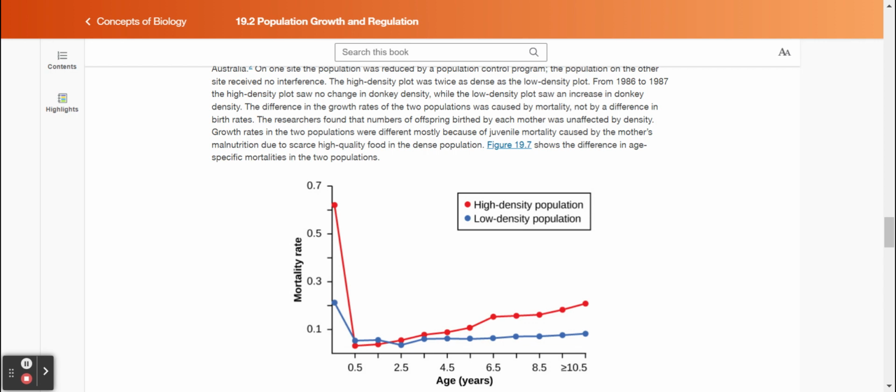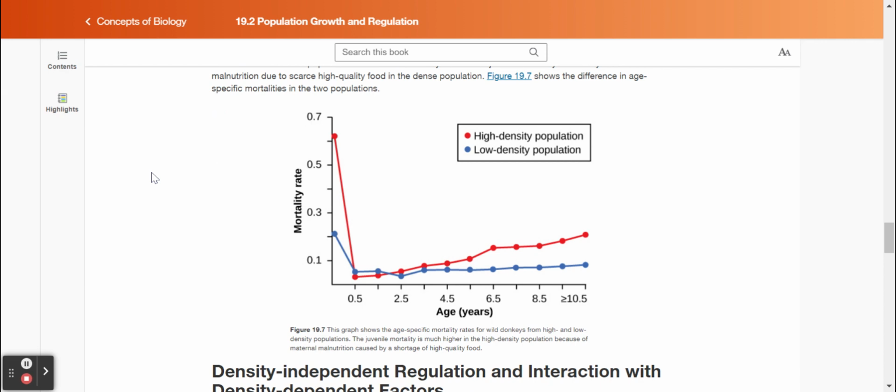From 1986 to 1987, the high-density plot saw no change in donkey density, while the low-density plot saw an increase in donkey density. The difference in the growth rates of the two populations was caused by mortality, not by a difference in birth rates. The researchers found that numbers of offspring birthed by each mother was unaffected by density. Growth rates in the two populations were different mostly because of juvenile mortality caused by the mother's malnutrition due to scarce, high-quality food in the dense population.